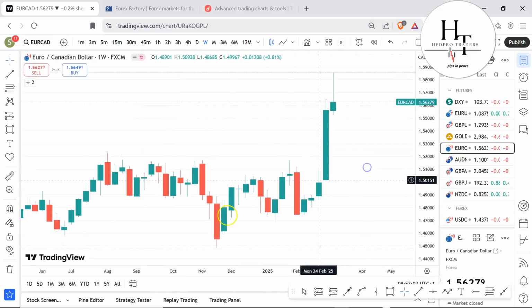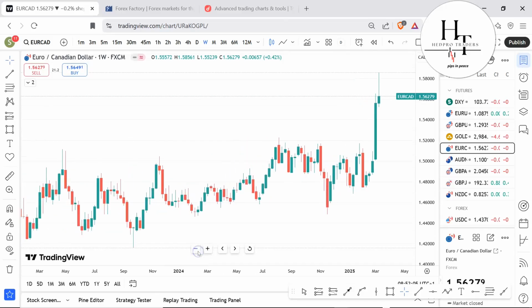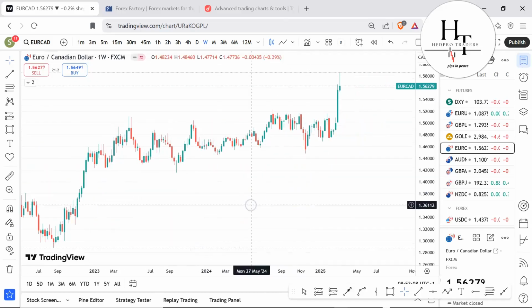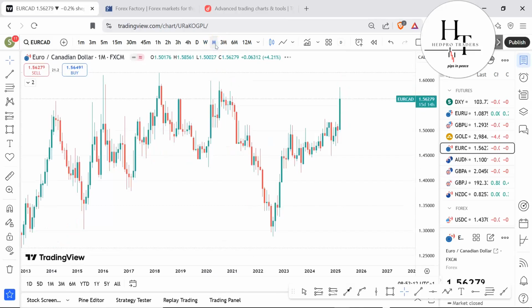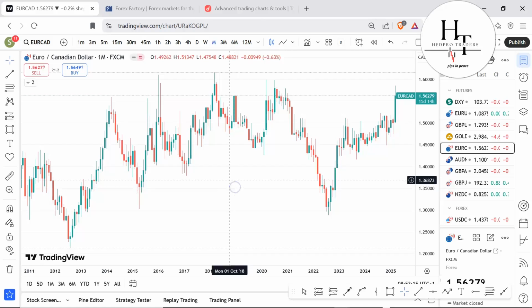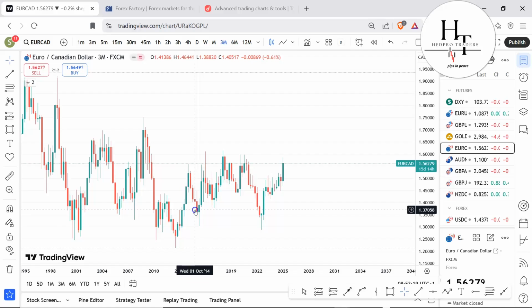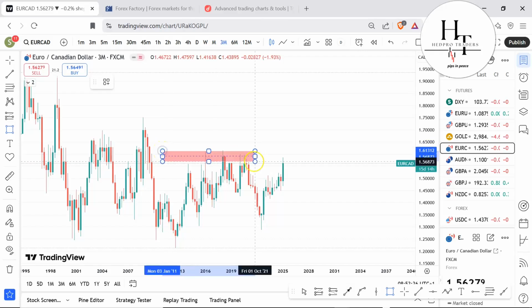Now this is the EURCAD and this is the weekly time frame. But I'd like us to see this pair from the monthly time frame. Let's see. Okay, look at these zones here. Let's look at the 3 months chart. Now if you look at this pair critically, right, look at what price has done. You can see that price has been rejecting from here, come here, here, and here. You can see the way price has been rejecting around this zone. Let me bring it out for you.